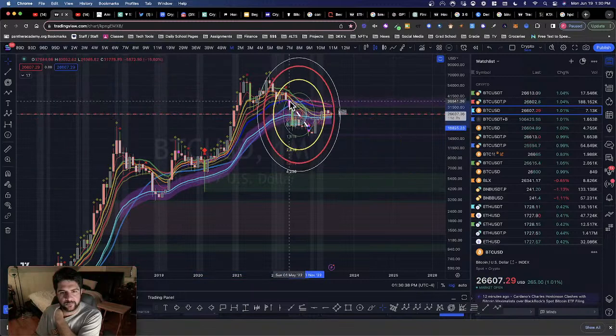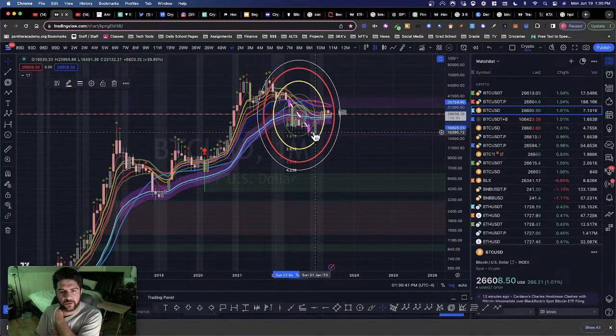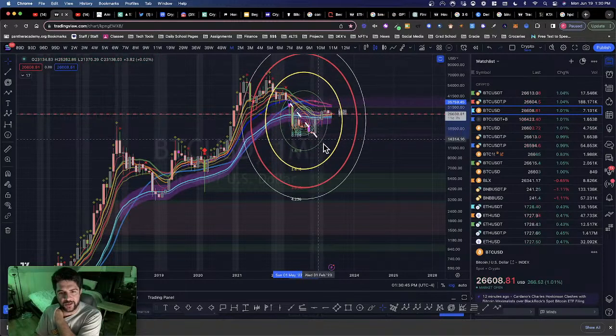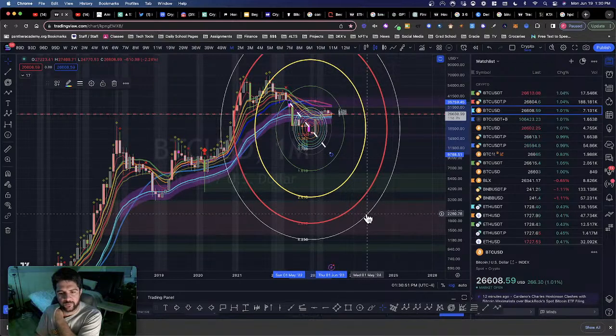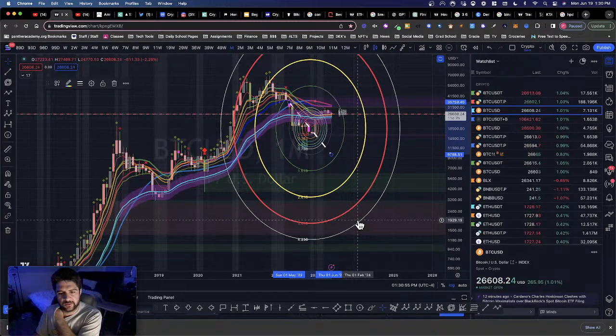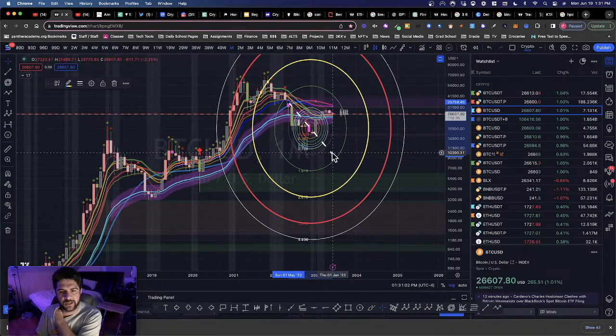Let's switch it up. There'll be another stopping volume candle there. But that is the trend. Am I trying to get here? 4.3? Right before the halving? Right? Or am I gonna trade sideways? You don't know. But that's how I'm measuring the time.